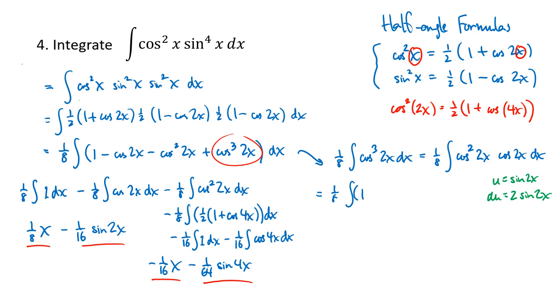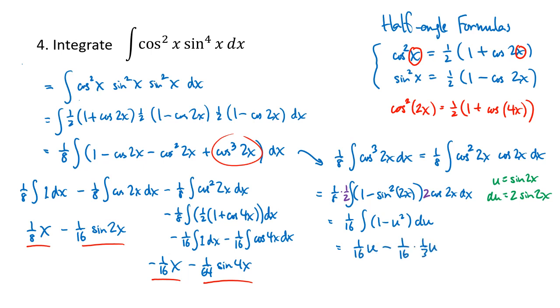We're going to rewrite cosine squared of 2x as 1 minus sine squared of 2x. Cosine of 2x dx is going to be part of my du, except I'm missing a factor of 2, but I can put that in as long as I multiply by a 1/2 out front. So this is going to be 1/16 times the integral of 1 minus u squared du. That's going to be 1/16 u minus 1/16 times 1/3 u cubed. And then finally, I'm going to get a big ol' plus c at the end.